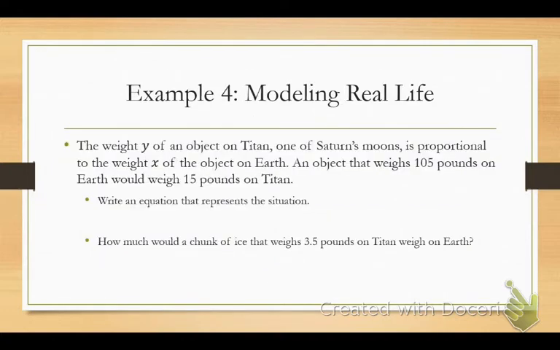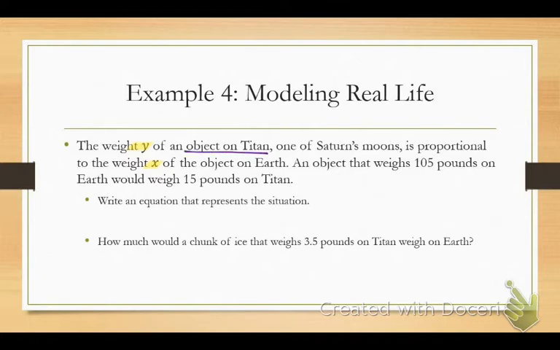Example 4. We're going back to our scenarios here. I want you to read through this. I want you to highlight or circle your x and your y. And then I also want you to highlight or circle what each variable stands for. So y stands for what? What does y stand for, guys?